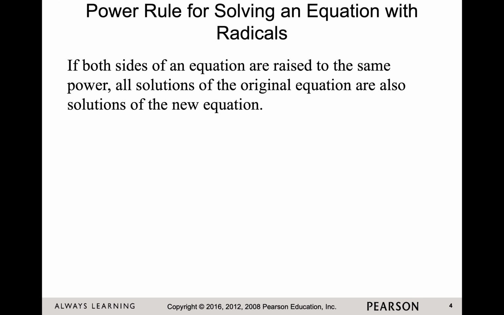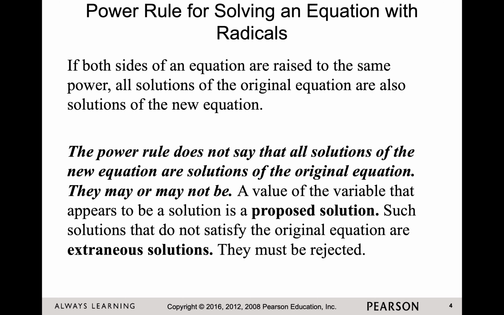If both sides of an equation are raised to a power, and that's the same power on both sides, it keeps the equation balanced. So it's just like when you multiply both sides by 2. If I raise both sides to the same power, I'm keeping things in balance. The power rule, however, sometimes will give you extra solutions. So there is an extra step in the solving process where you're going to have to figure out if all the solutions that you get satisfy the original equation.